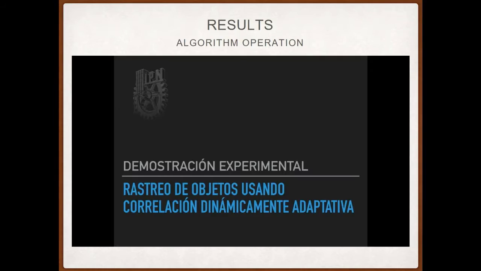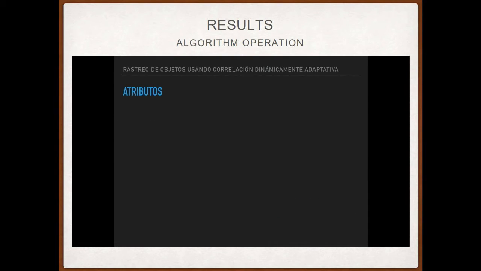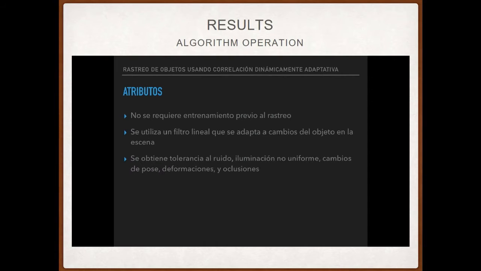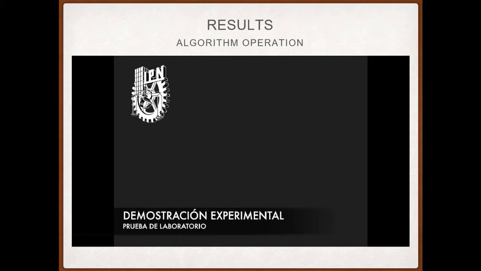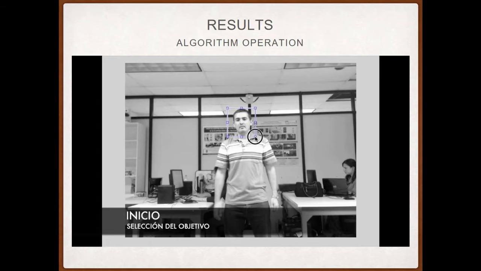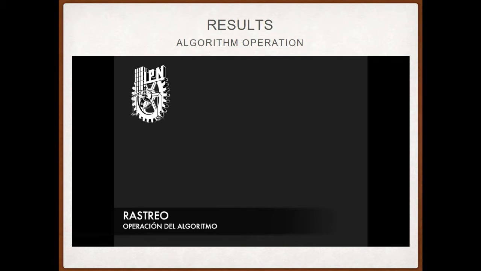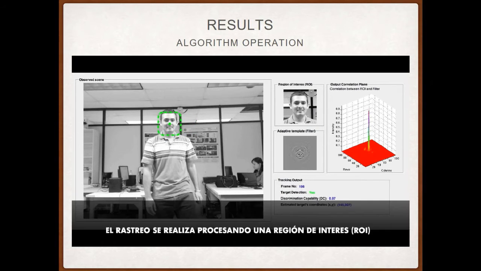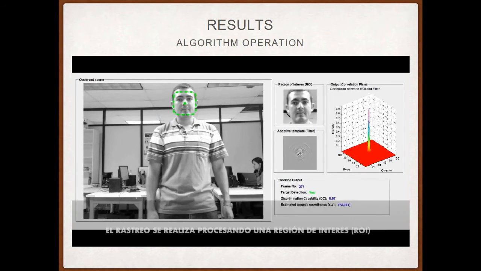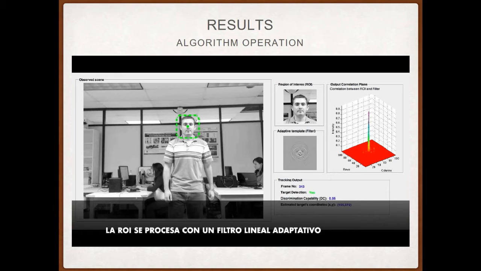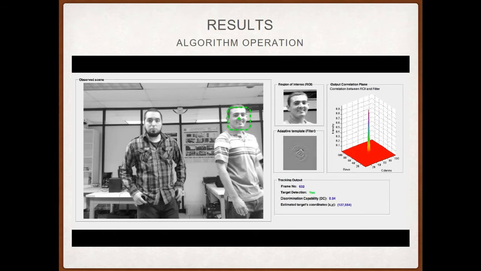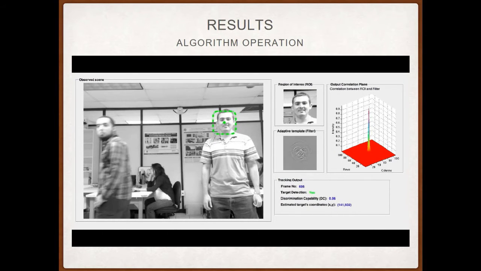So this is an experimental demonstration of this approach. There's some preliminary information. The first step is to manually choose the target object. In this case, it is the face of this subject. And then we construct an adapted filter like this one. You can see how the target changes in pose, scale, rotation, and other degradations, and this is the output of the filter. Remember that the location of the maximum intensity value is the estimate of the coordinates of the target in the scene.